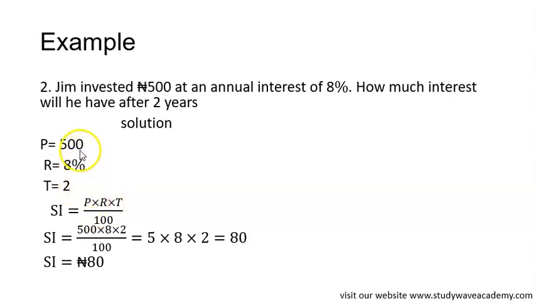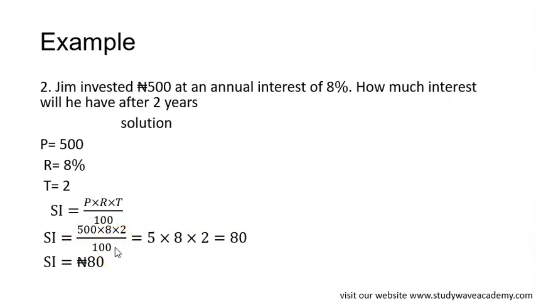P is 500 times R, which is the 8%, right? 8 times time, which is 2 years, okay? Over 100, the percentage is 100, right? So we have here 500 times 8 times 2 over 100.